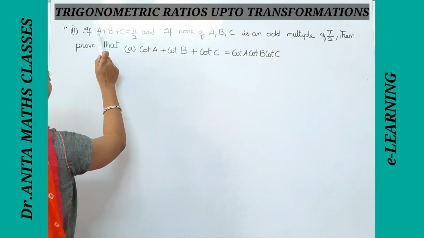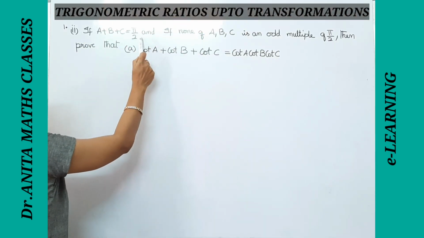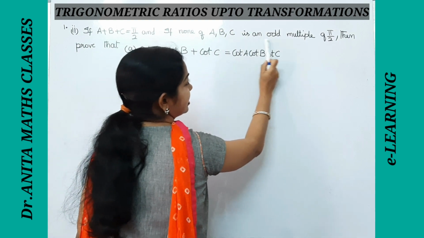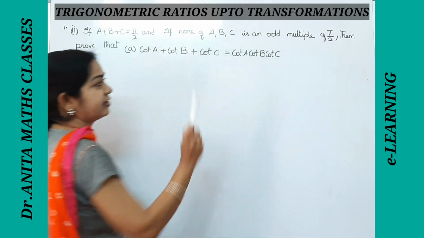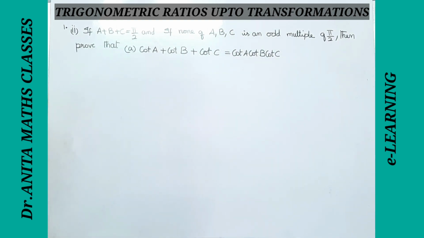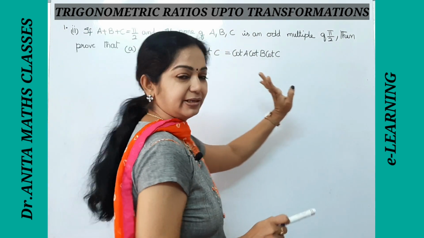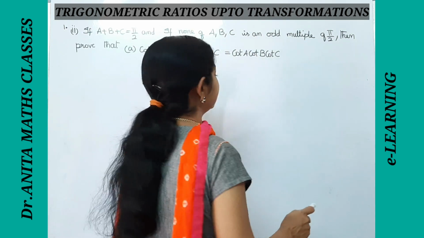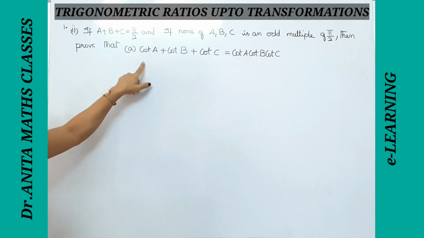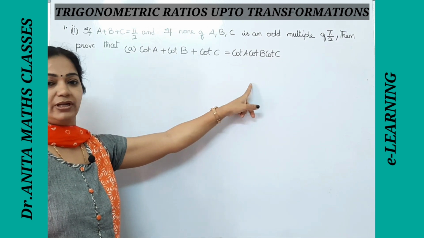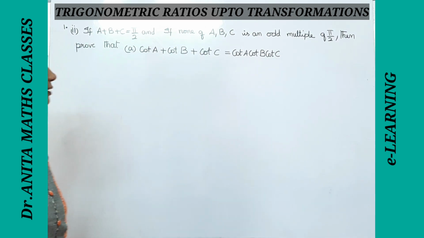Now here, if a plus b plus c is 90 degrees and if none of A, B, C is an odd multiple, that means they are the even multiples of 90 degrees, then prove that cot A plus cot B plus cot C is equal to cot A into cot B into cot C.